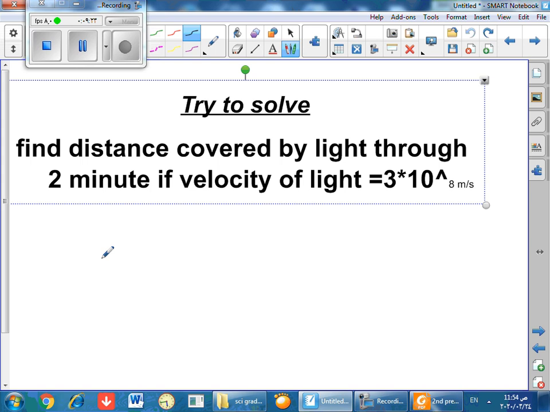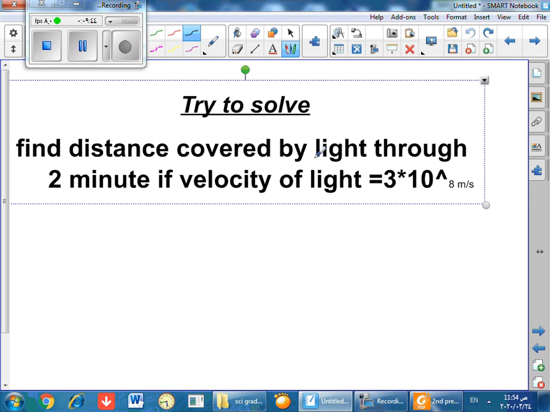Try to solve this problem. Find the distance, it is very easy. Find the distance covered by light through 2 minutes. Take care of the 2 minutes, if the velocity of light equals 3 times 10 to the power of positive 8 meters per second.